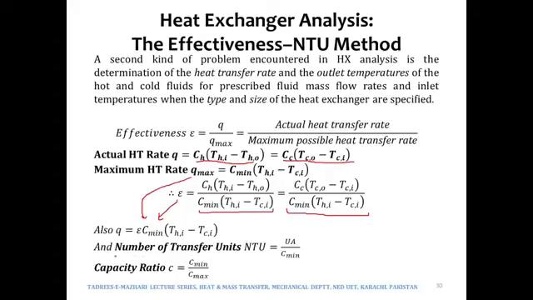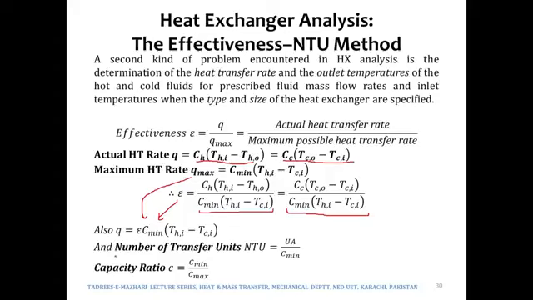We also have a parameter which is representative of the size of the heat exchanger, meaning the area. We call it the number of transfer units, NTU, and NTU is given as UA over C min, where U is the overall heat transfer coefficient, A is the surface area of heat transfer, and C is the product of mass flow times specific heat capacity. And then the capacity ratio is the ratio of C min over C max.